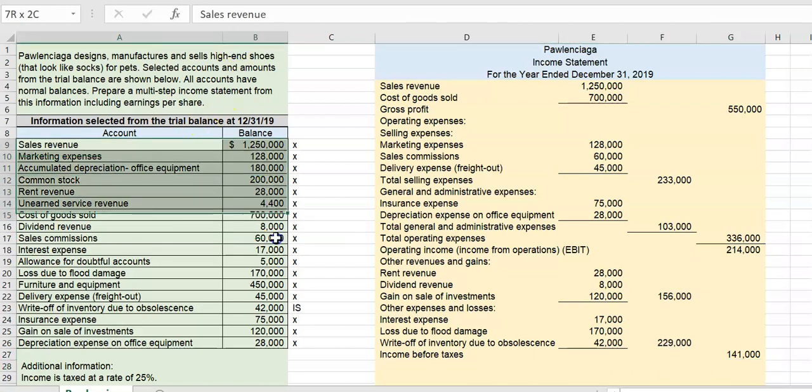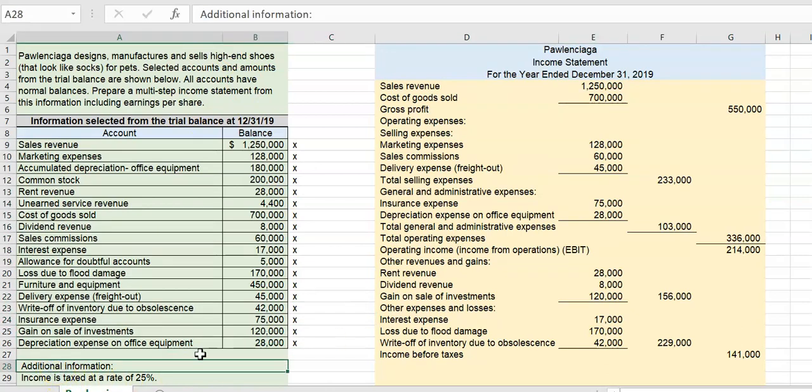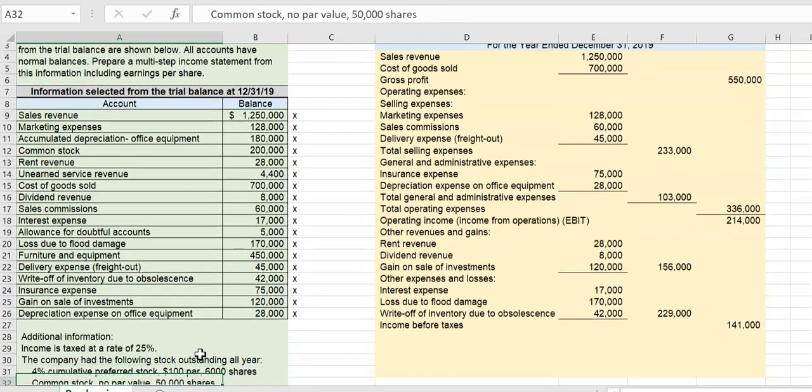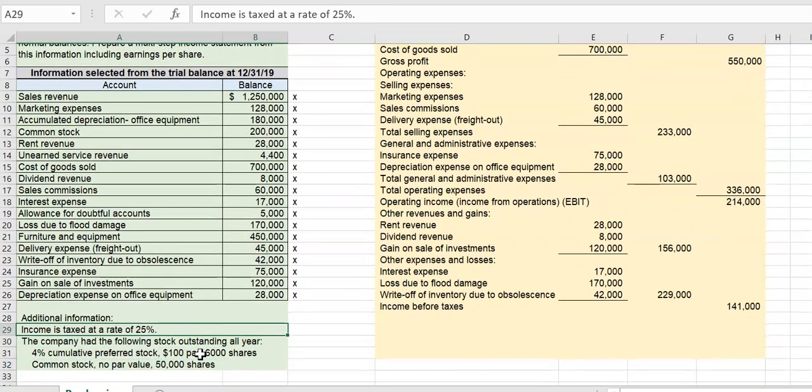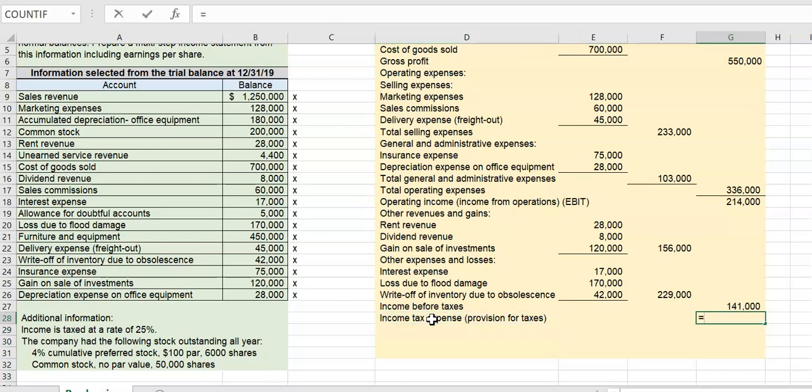Now notice that there's no line here for income tax expense. We have to figure out what income tax expense would be. We need to have the income tax rate, and I see that here in line 29, income is taxed at a rate of 25%. So income tax expense, and sometimes this is known as provision for taxes, is equal to 25% of what? 25% of pre-tax income, or income before taxes. So income tax expense is $35,250.